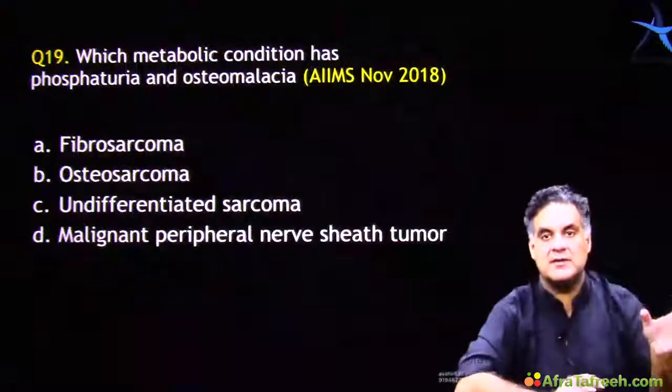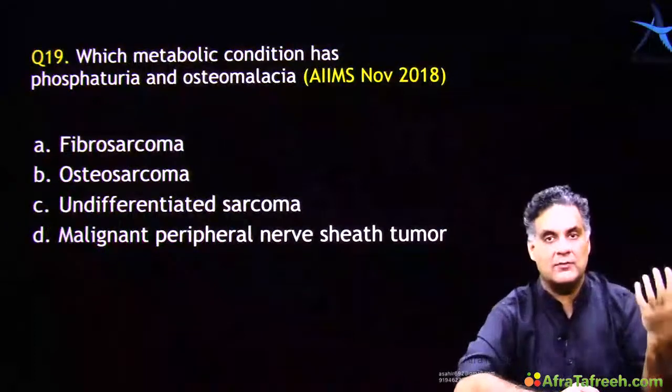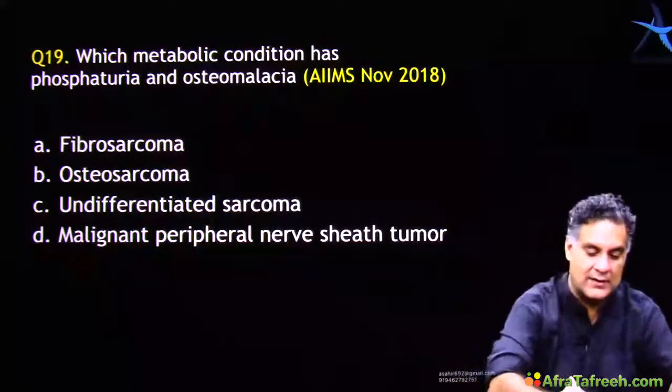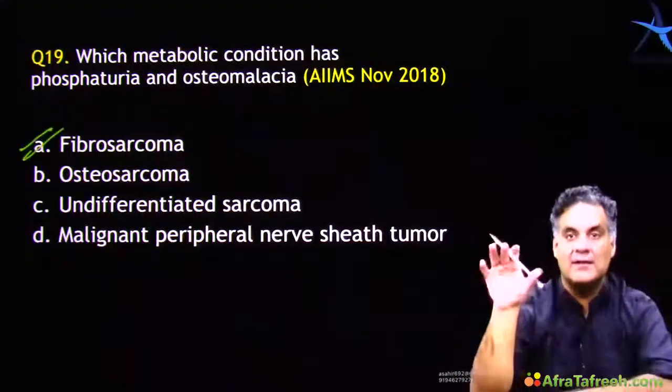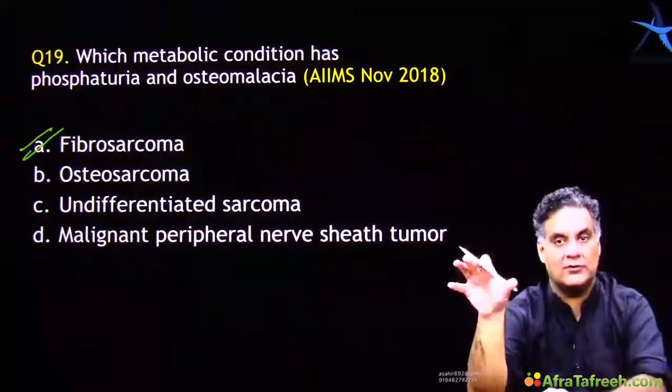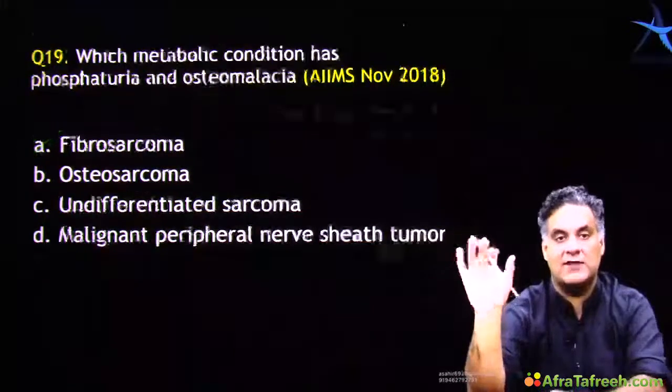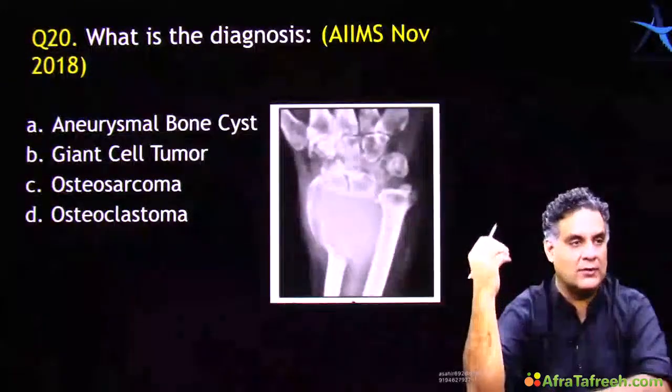And which other metabolic condition can cause osteomalacia? So there are tumors which are of fibrogenic origin, and they can produce phosphatonin, which causes phosphaturia and osteomalacia, or the weakening of the bone, which is very commonly asked. And look at this tumor, it's going right till the joint.